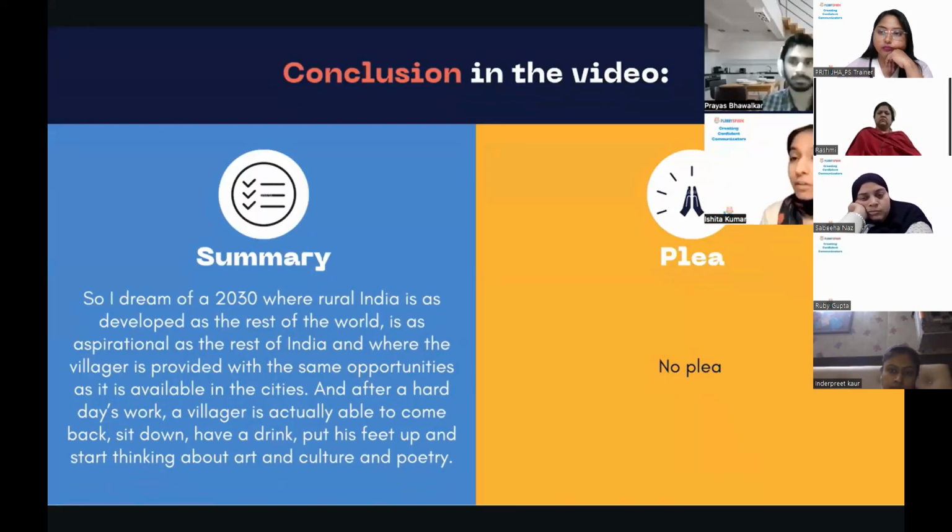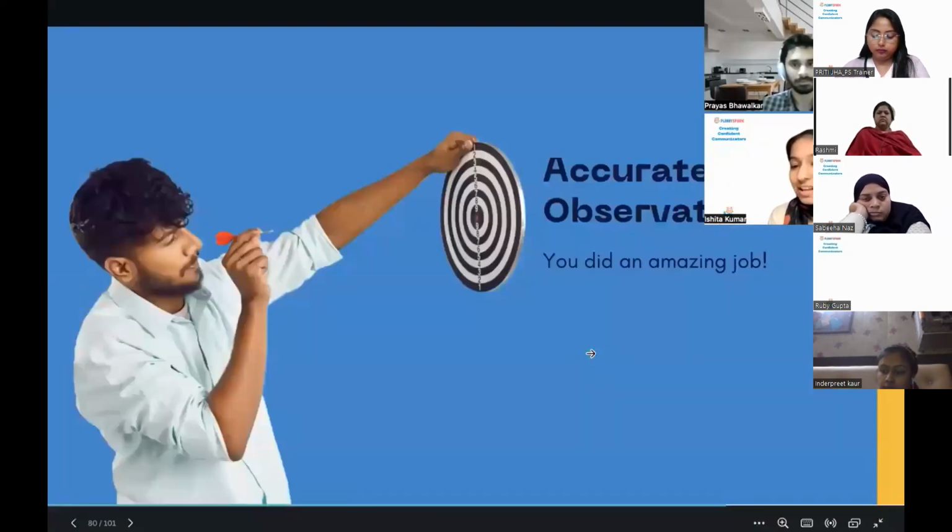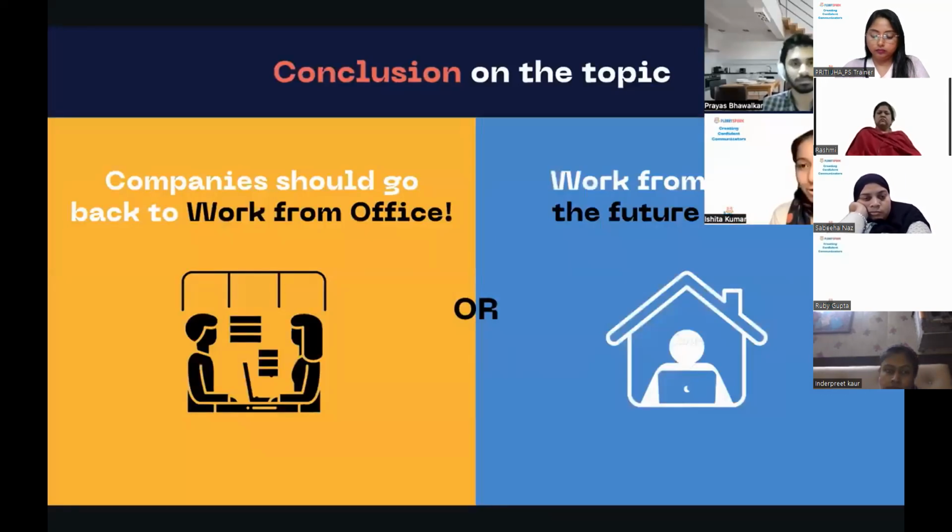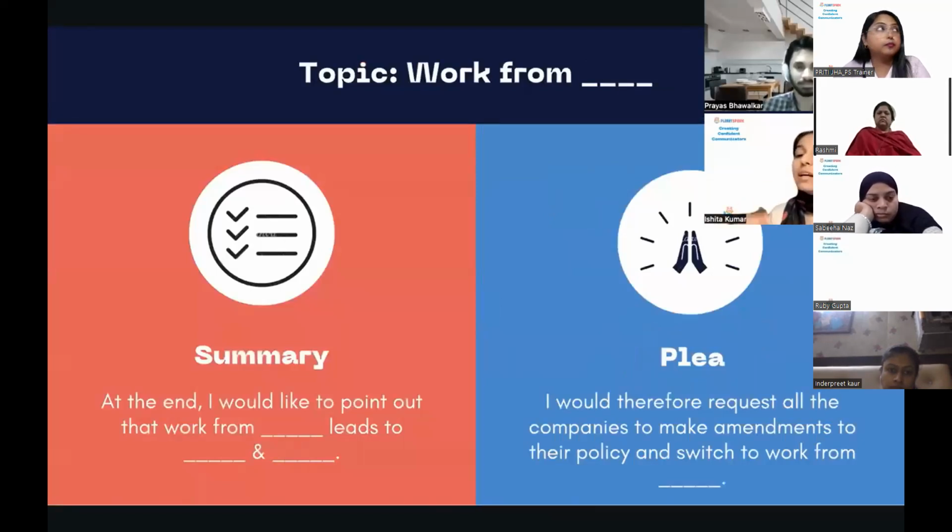So not every presentation may have a plea. But when we are trying to convince someone on a topic, then we need to make a plea towards the end, like a request. And now comes your own presentation. So going back to your topic, Prayas, about companies should go back to work from office, what would you want your summary and plea to be? You can use these sentences to frame your complete summary and plea. You can take a minute or so, don't worry. Okay, ready?